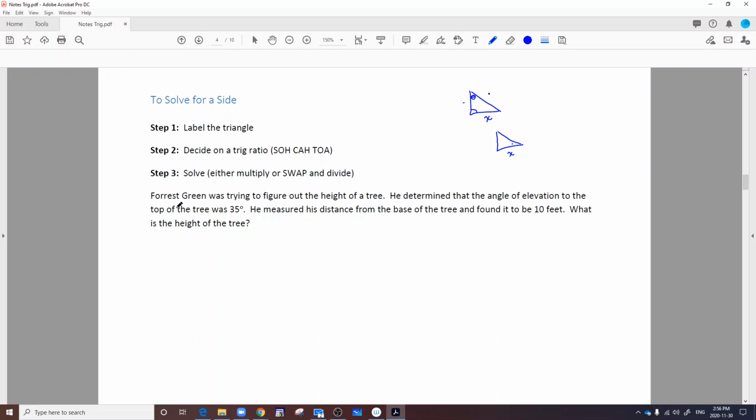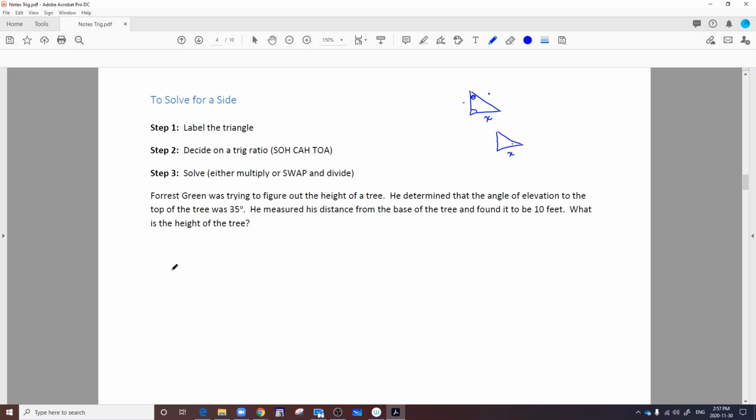So here we go. Forrest Green was trying to figure out the height of a tree. He determined that the angle of elevation to the top of the tree was 35 degrees. He measured his distance from the base of the tree and found it to be 10 feet. What is the height of the tree?